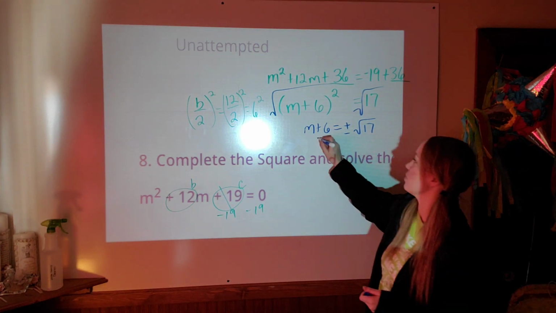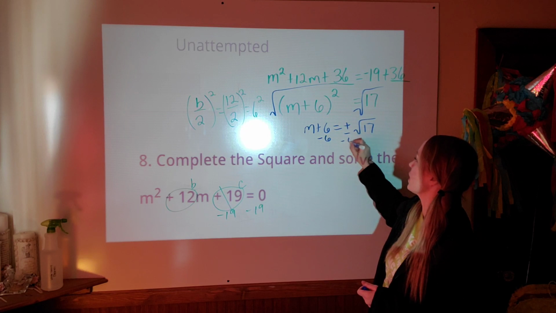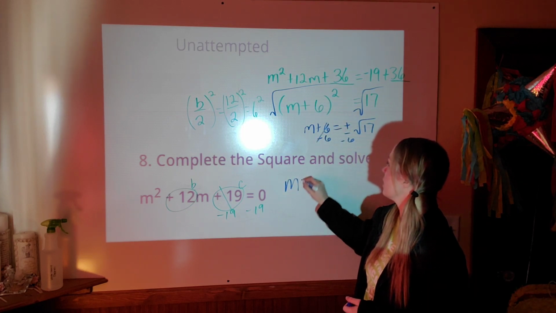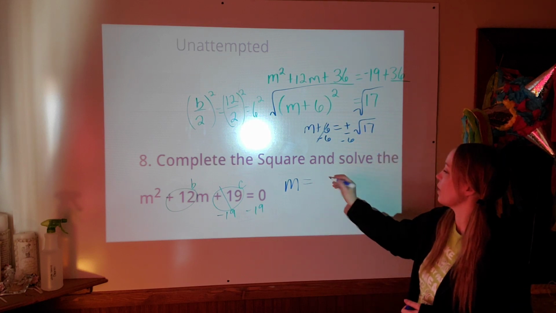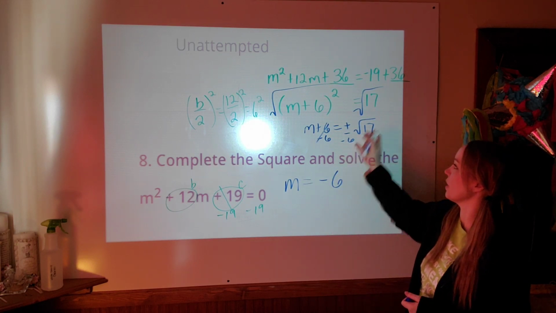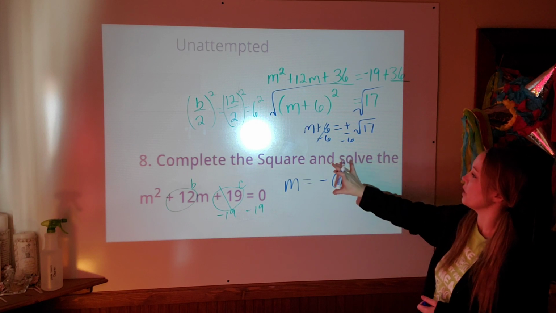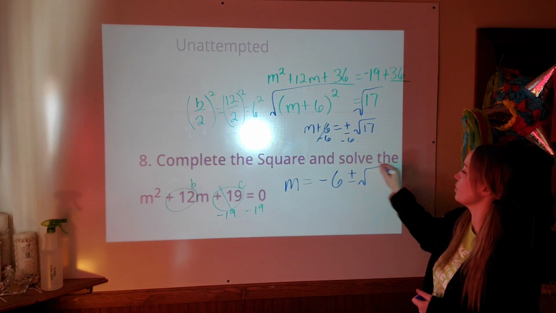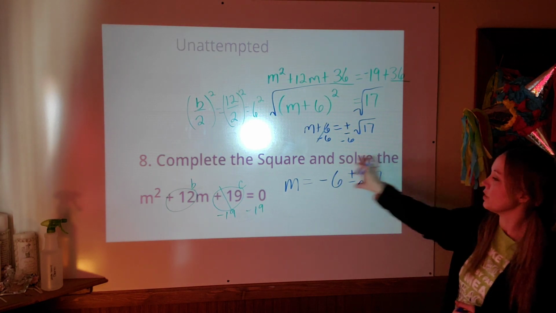Then I'm going to have to subtract 6 on both sides in order to get rid of the 6 that's with the m. So that leaves you with m equals, and I always write the negative 6 first, and then the square root at the end. So it'd be negative 6 plus and minus the square root of 17. So that would be your answer.